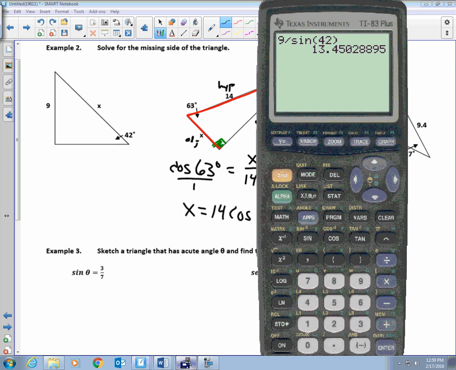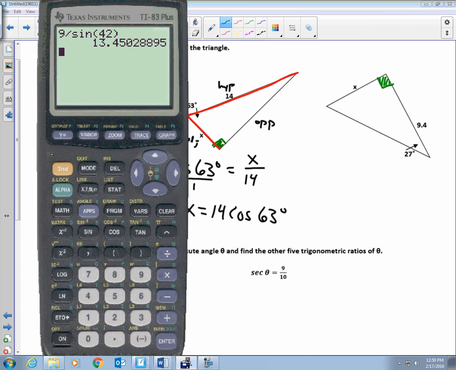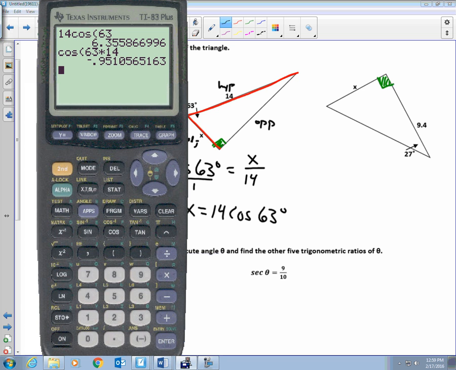I'll show you why you need to be careful with your calculator. As you type this in, 14 cosine of 63, I press enter. 6.36. Looks great. But if I would type this differently, cosine of 63 times 14, you can see that I get negative 0.95. Which one's correct, the first or the second?